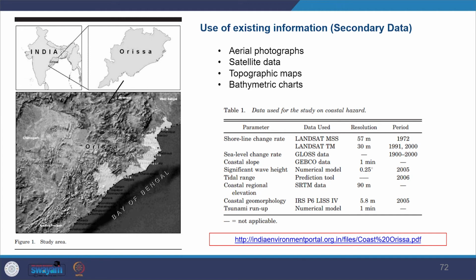So here, in this snip which I have taken from a study, you can see what kind of data they have used. You can see the shoreline change rate, for which they used Landsat data, and sea level change rate, coastal slope, significant wave height, tidal range, coastal regional elevation, and all that. You can see SRTM data, IRS P6, LISS data, and then tsunami run-up, which is a numerical model they have used, and then the resolution and the period for which they have done it. I've given you the link from where you can download this study.